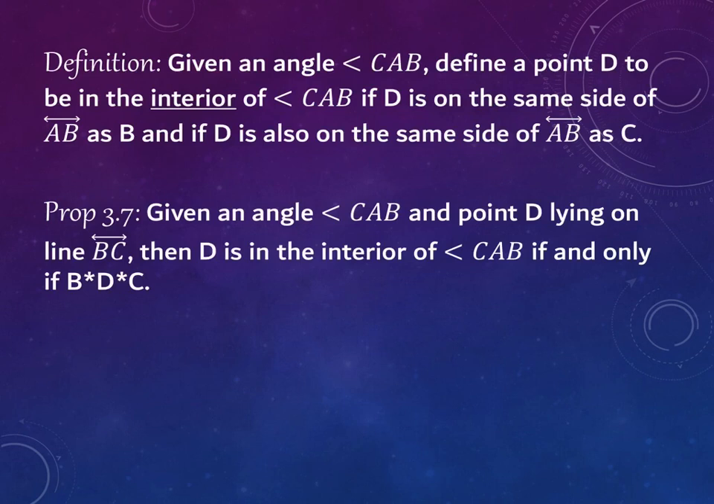If a point's not inside, it's exterior. Proposition 3.7 says, given an angle CAB and a point D lying on line BC, then D is interior to our angle if and only if D is between B and C.